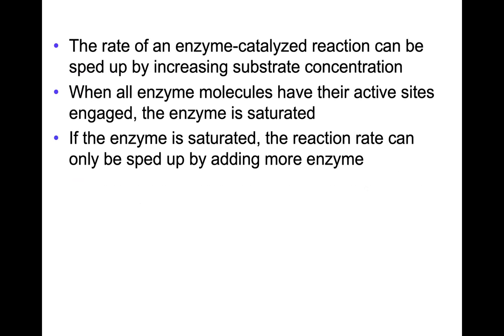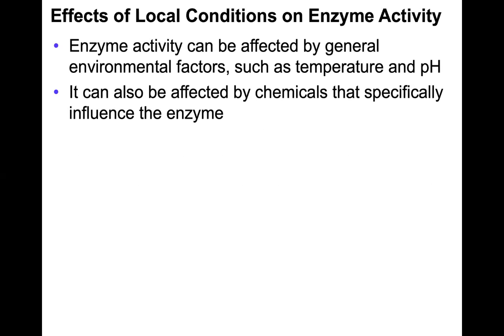The rate of an enzyme catalyzed reaction can be sped up by increasing the substrate concentration. When all enzyme molecules have their active sites engaged, the enzyme is saturated. If the enzyme is saturated, the reaction rate can only be sped up by adding more enzyme. Enzyme activity can also be affected by some local factors such as temperature and pH. It can also be affected by chemicals that specifically influence the enzyme.